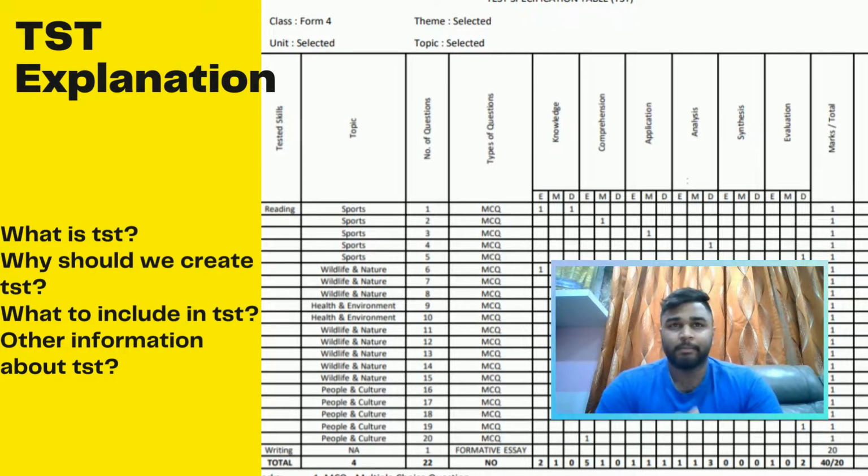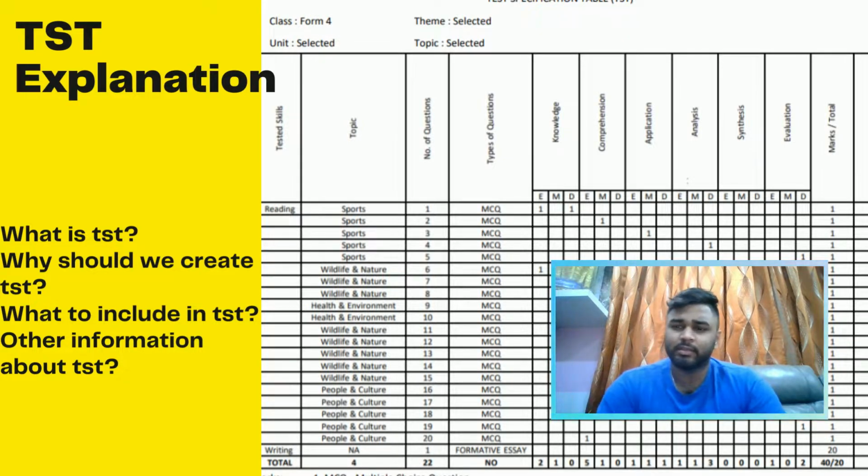I'm here to explain to you about what is this table of specification or TST or TOS. So, basically it is a blueprint, a plan of what and how a topic is being tested. The what and how is very important here, where the what is the topic that we will be testing them, and how is the method: MCQ, essay, fill in the blanks, anything.